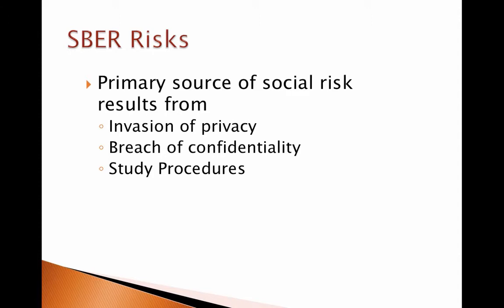It is also possible that when groups or communities, rather than individuals, are the focus of a study, the group as a whole may be at risk of harm. For example, studies comparing the average IQ of so-called racial groups or the prevalence of HIV-infected individuals in communities may stigmatize the community being studied. The primary sources of social risk result from invasion of privacy, breach of confidentiality, and from the study procedures itself.